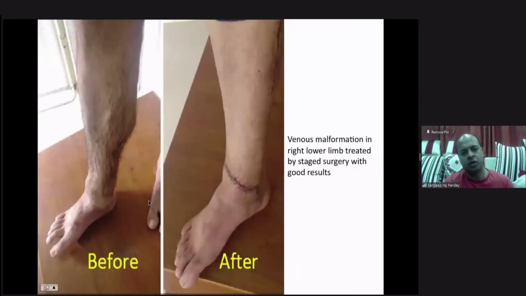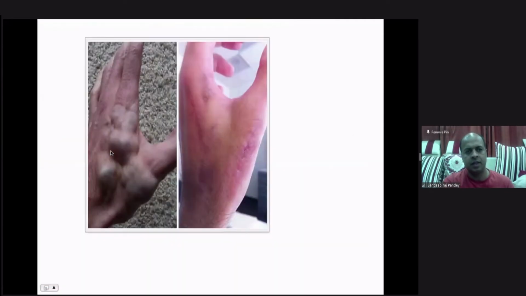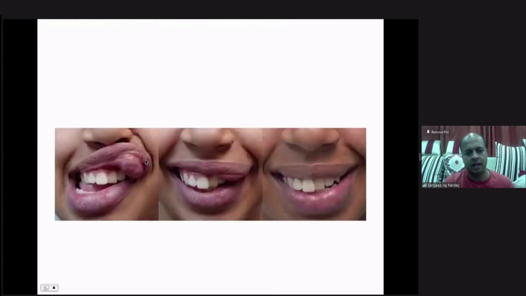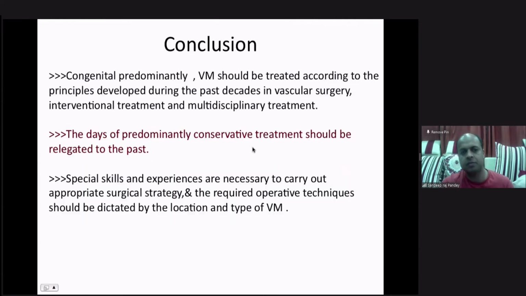So this is the staged one, the venous malformation in the right lower limb treated by staged surgery with good results, multiple times, before and after. This one is also before sclerotherapy and excision. The patient is happy, excised, and good lips.